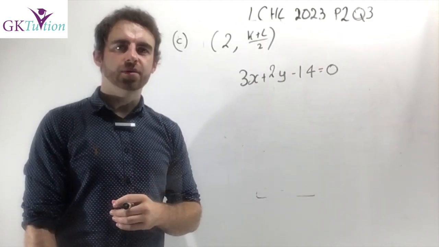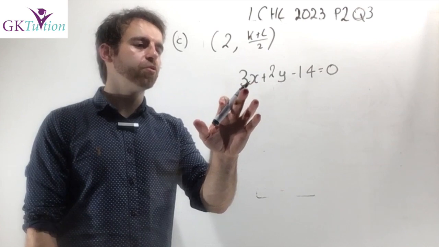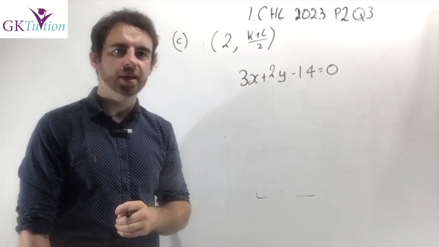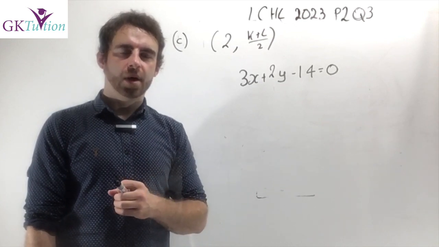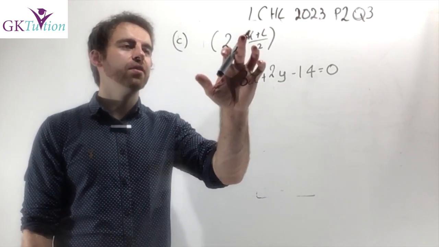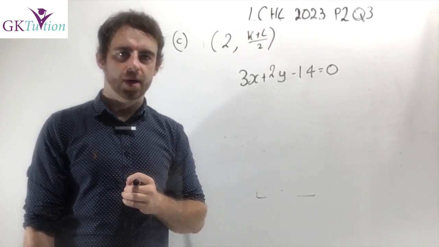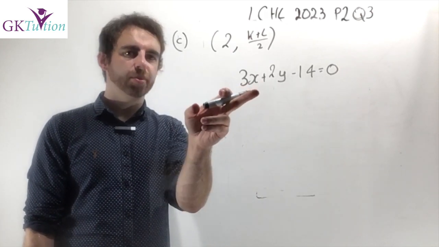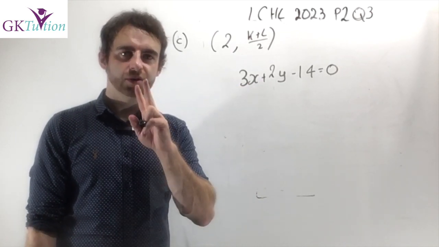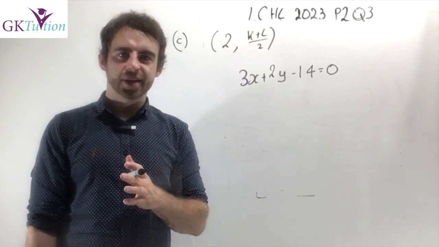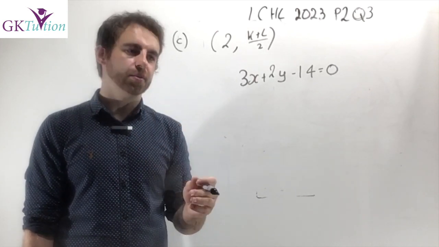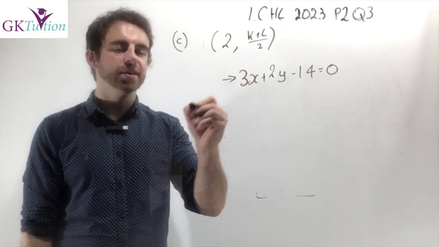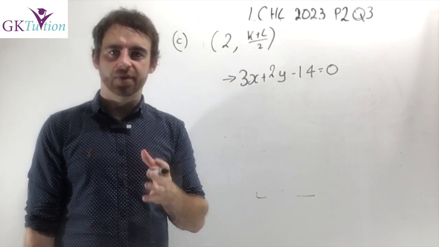In the final part of this question, we're told that the line 3x plus 2y minus 14 is a perpendicular bisector of the line AB. We're asked to use this information to find a value for k and a value for l. If you know that this is a perpendicular bisector, that tells us 2 things. A bisector cuts something in half, or in other words, it goes through the midpoint. So if this is a perpendicular bisector, it goes through the midpoint of AB.